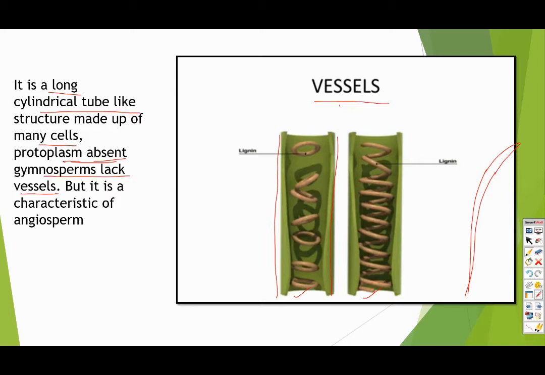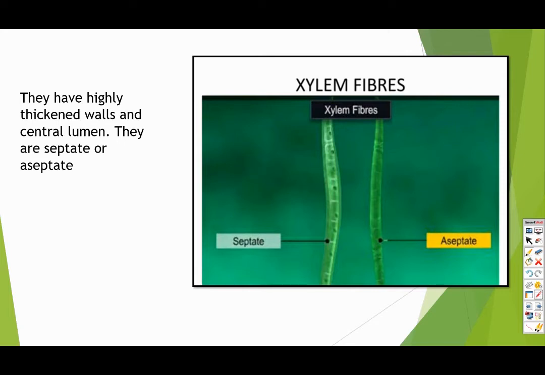Moving on to the next one, xylem fibers. First was tracheids, next vessels, and the next is xylem fibers. Children, they are also elongated, just like fibers. They are also dead, but there are two different types. Can you see these lines over here? These are septa. So these are septate, whereas this is aseptate. They have highly thickened cell walls and a central lumen is present. There are two types, septate or aseptate.